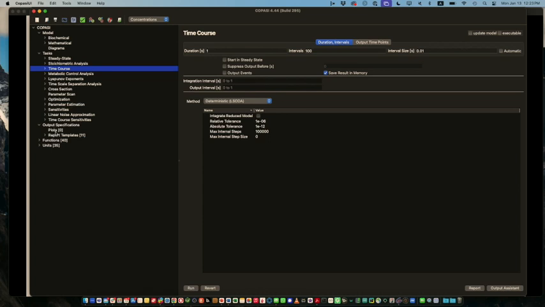Output specifications matter. This is what COPASI shows you. So these are how you create graphs. This is what you graph against what.